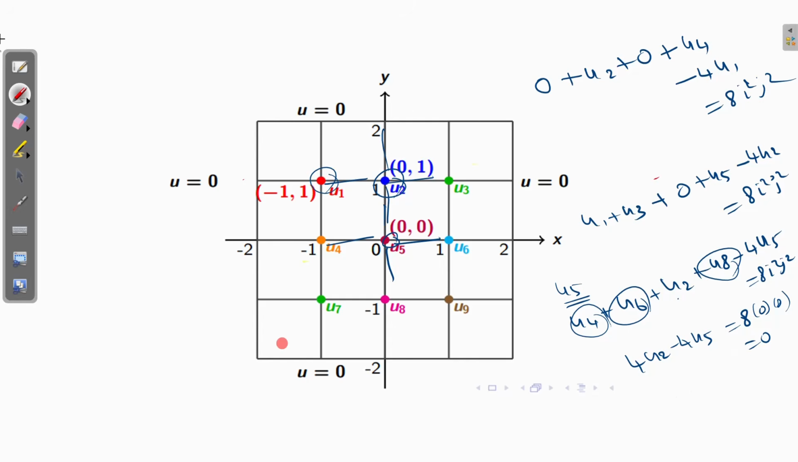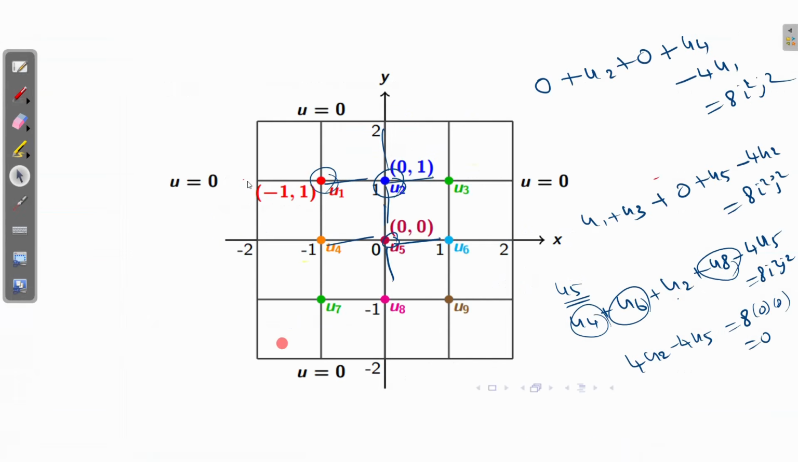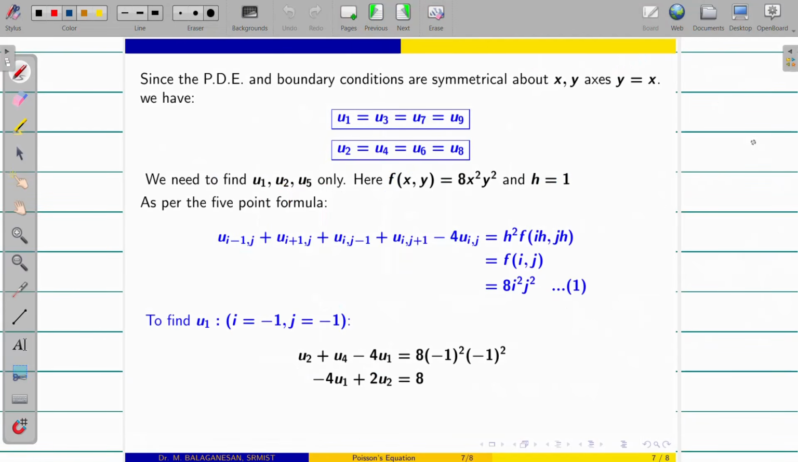This is the way we have to solve, guys. So listen now. U1 position is minus 1, comma minus 1. Substitute here. Left hand side, you should do like that. Minus 1 means at this position, this plus this, bottom plus top, minus 4 times of u1. I have written here. You will get one equation. So u2 equal to u4. That's why I have written it. u2 plus u2, it is 2u2. Clear?